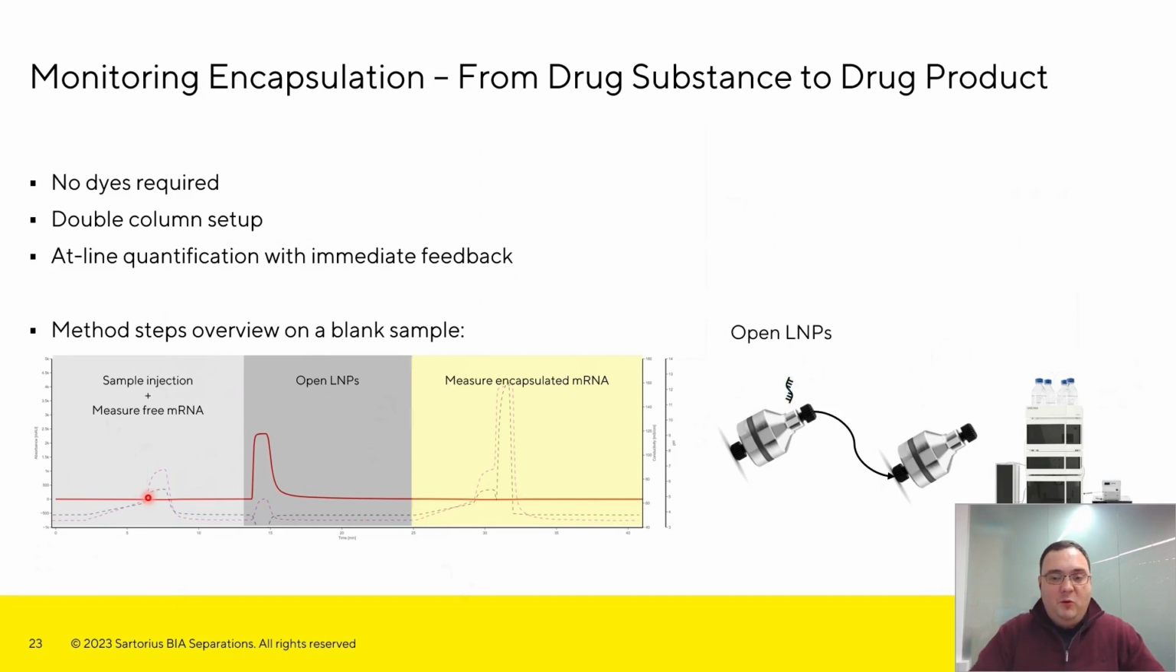We proceed with opening the LNPs and capturing the encapsulated mRNA, which has now been freed, on the second column, which is shown by this segment of the graph here. And then we finish by measuring the encapsulated mRNA, which would be a peak that appears here.